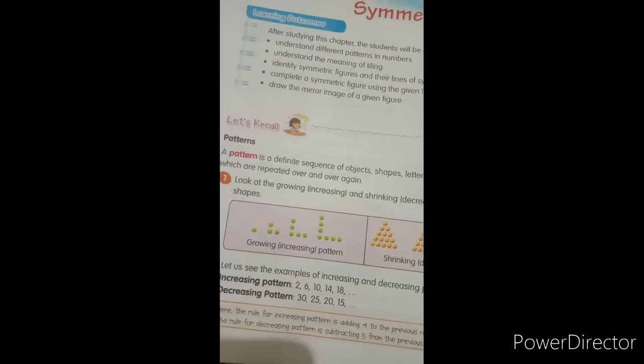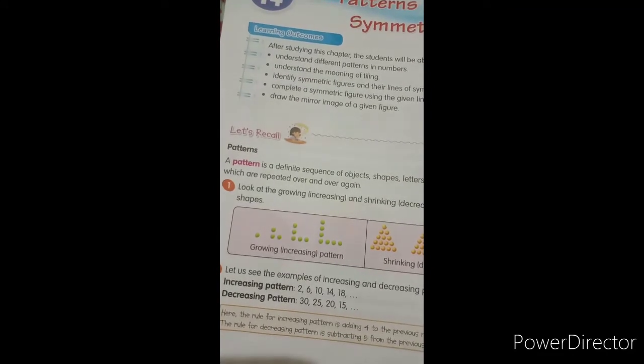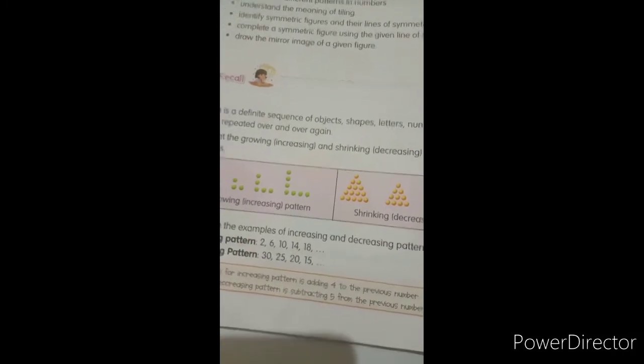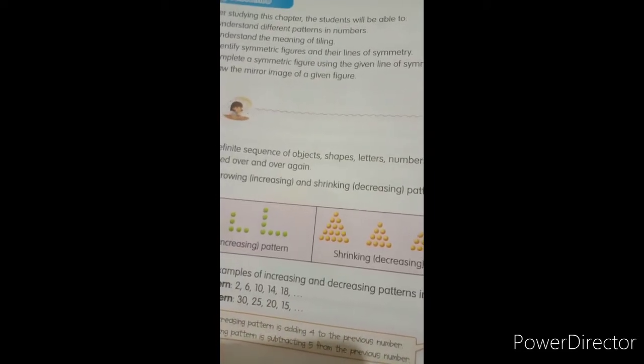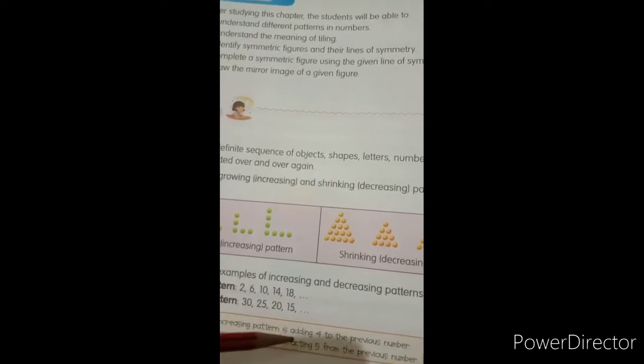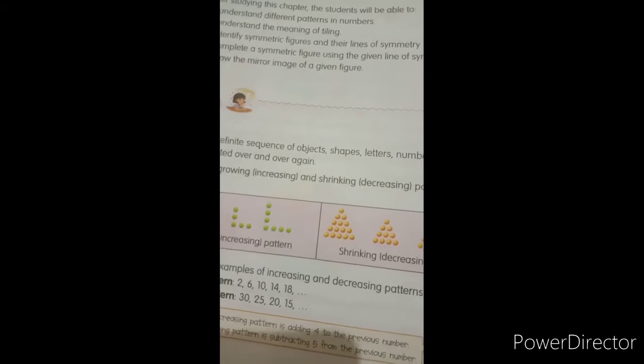Then as same in a decreasing pattern, there is 30, then 25, then 20, then 15. It means there is a difference of 5 in each term. So the rule for decreasing pattern is subtracting 5 from the previous term. So what will be the next term? The next term is 10, because we again subtract 5 from 15. So the answer is 10.